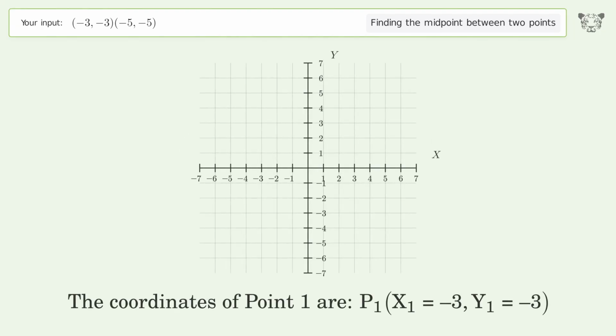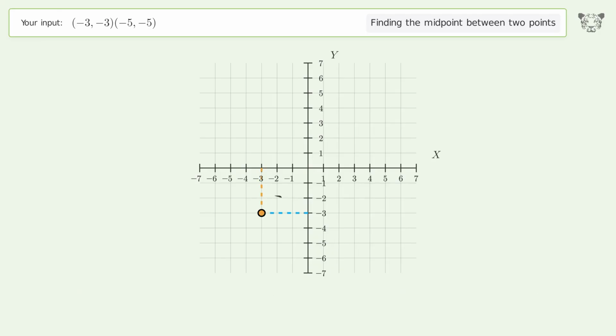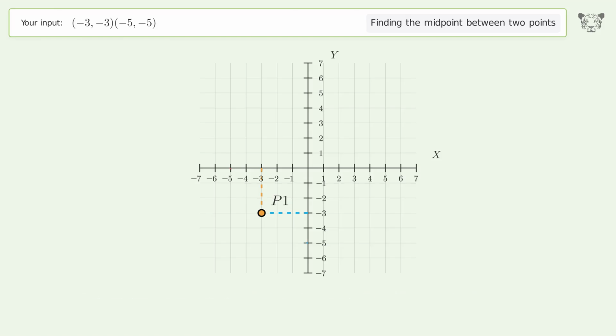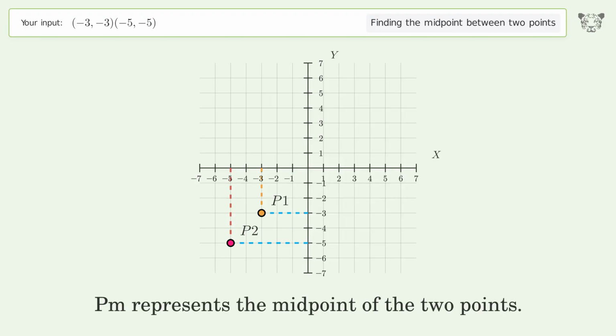The coordinates of point 1 are x1 equals -3, y1 equals -3. The coordinates of point 2 are x2 equals -5, y2 equals -5. PM represents the midpoint of the 2 points.